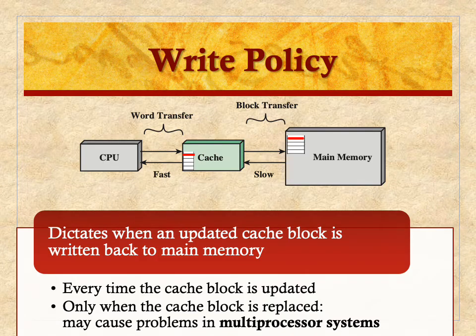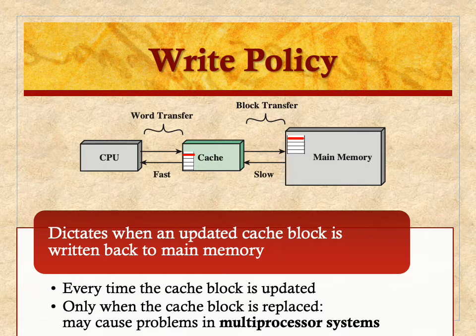And the final design question we are looking at is the write policy. The write policy dictates when an updated cache block is written back to the main memory. In order to illustrate why a write policy is needed, we look at our previous example again. We have a single cache, and as you can see, the cache contains a copy of one of the blocks of the main memory. So it is likely that the processor will access some of the words that are contained in this block.